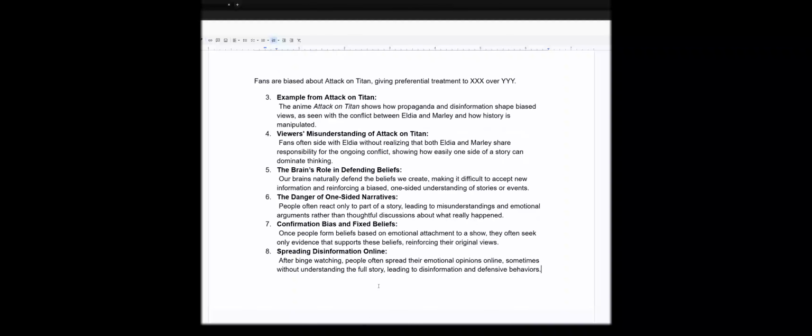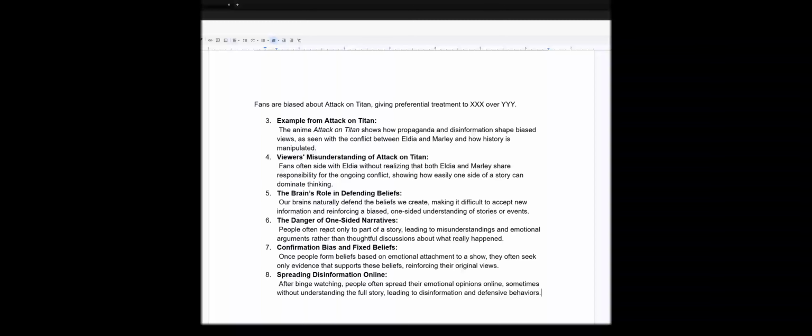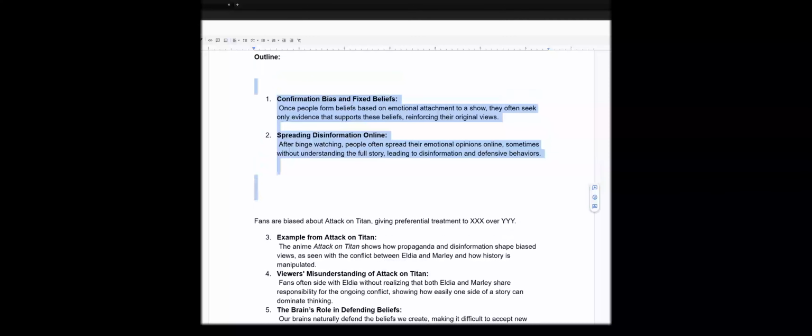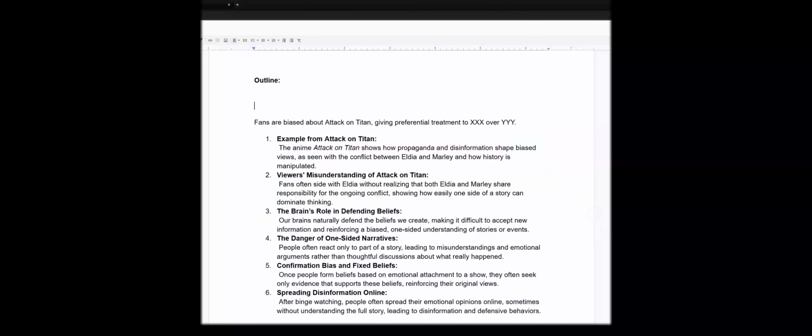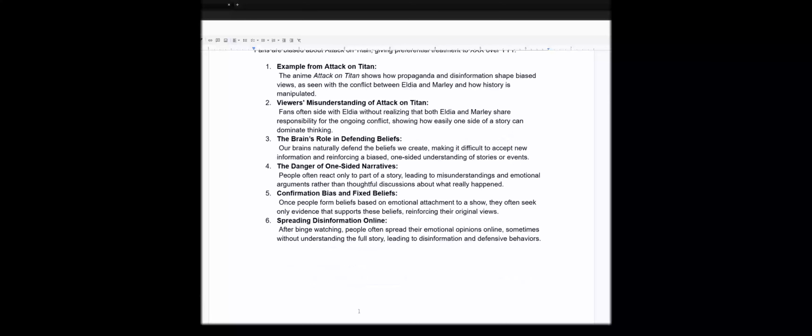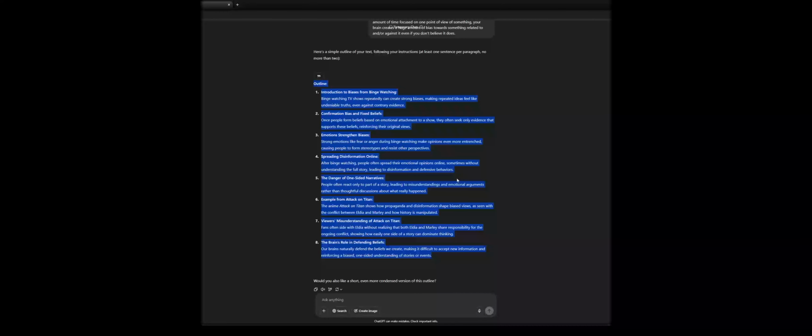So this is how I would rearrange this, right? So 3, 4, 5, 6, 7, 8. Okay, so let's go back in here and say rearrange the document without changing the wording or adding transitions to go in the following order.